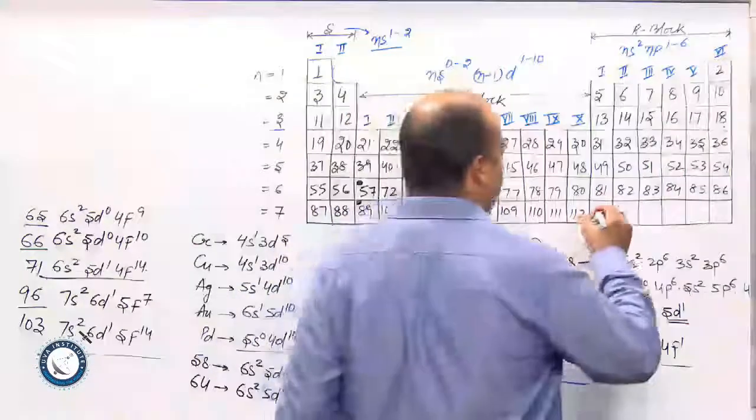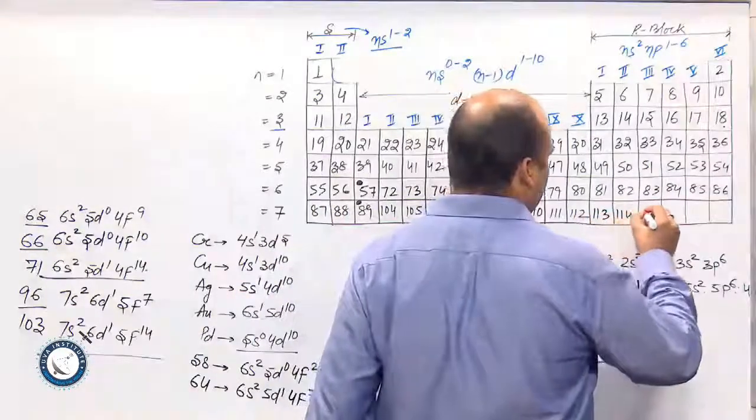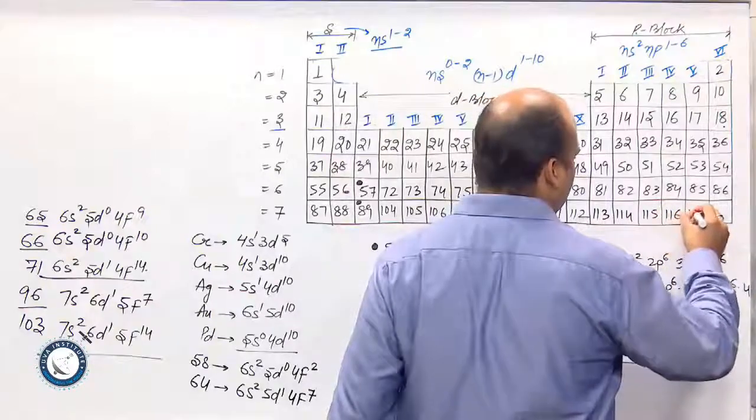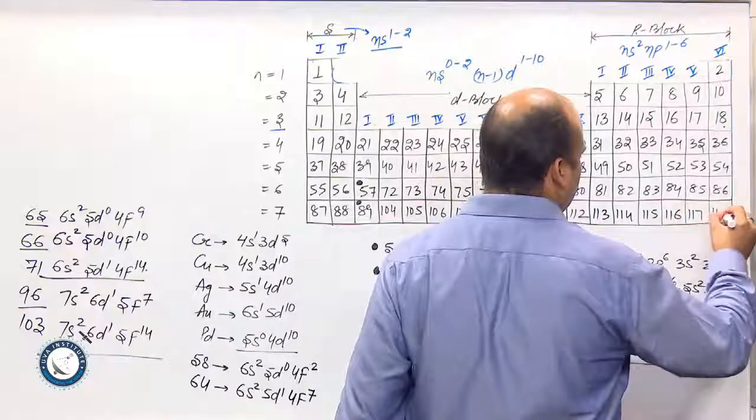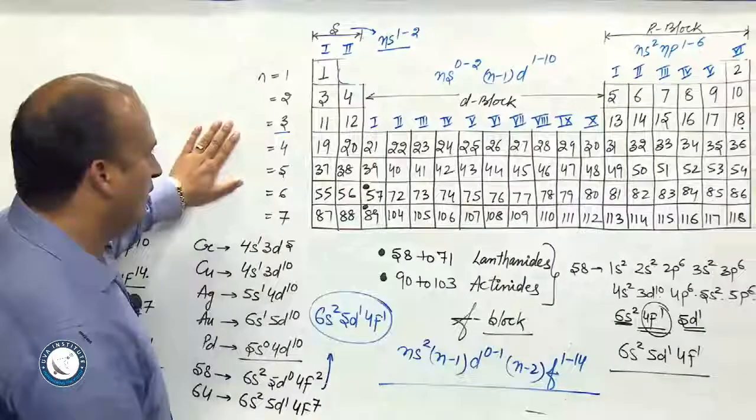So you write 113, 114, 115. Hello? Okay. Fine. Okay.